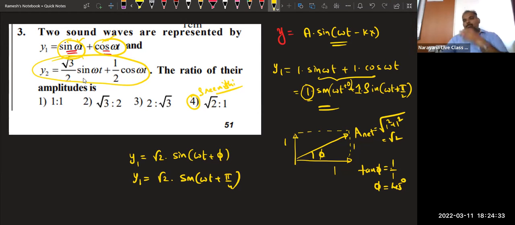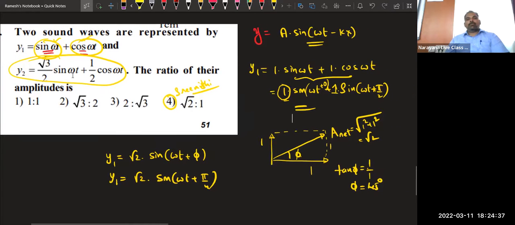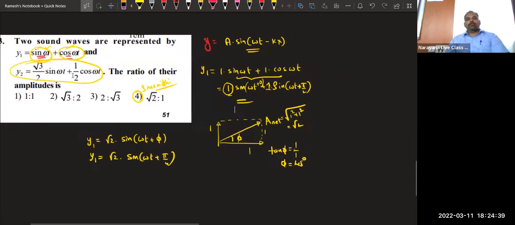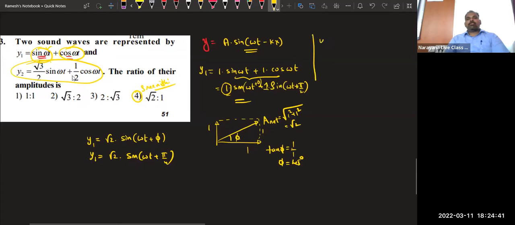Option 4 only. Okay. Let me check it out. What is the second wave equation? Y2 equals root 3 by 2 into sine omega t plus half into cosine omega t. As usual, same method: root 3 by 2 into sine omega t plus half into cosine omega t.